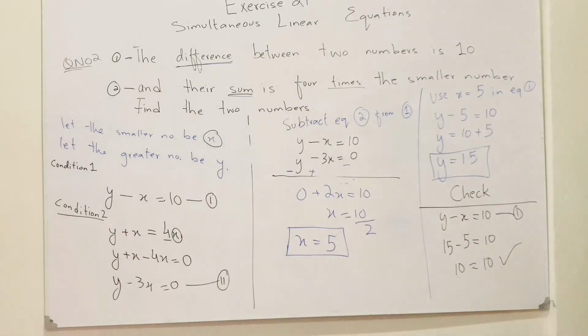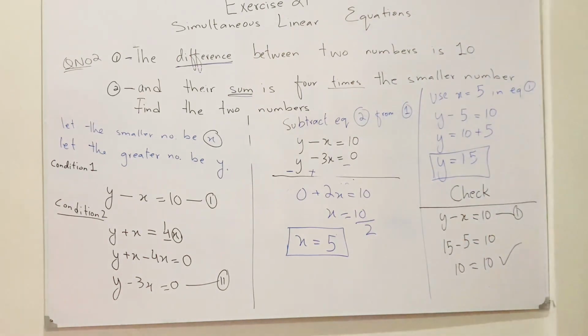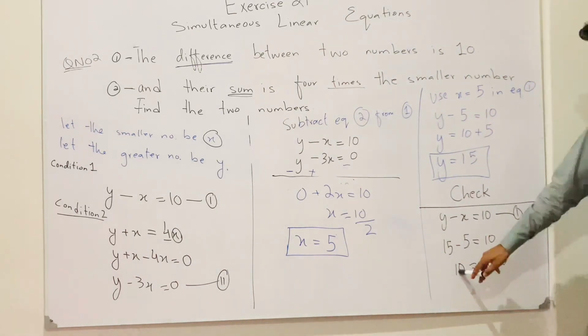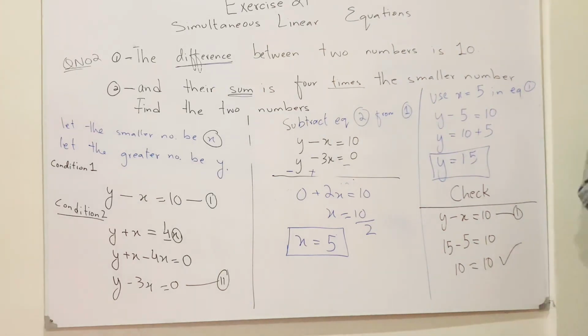Now we need to check whether our answer is correct or not. In order to check, you need to put both these values in either equation number 1 or equation number 2. I have put both these values in equation number 1. I have put y as 15 and x as 5, and I have got both sides of the equation equal. That means our answer is correct.